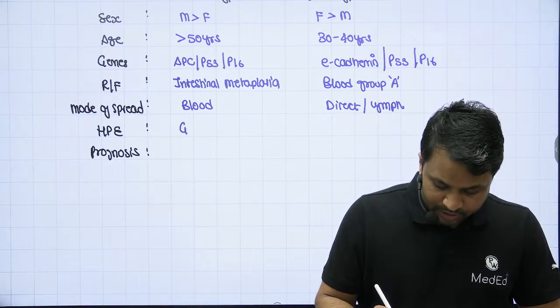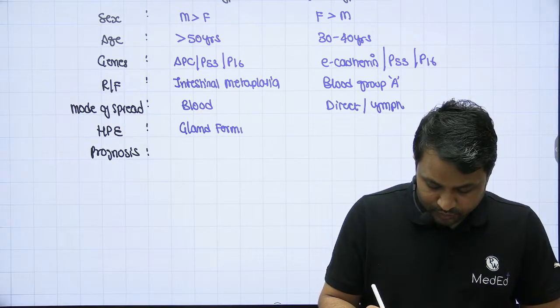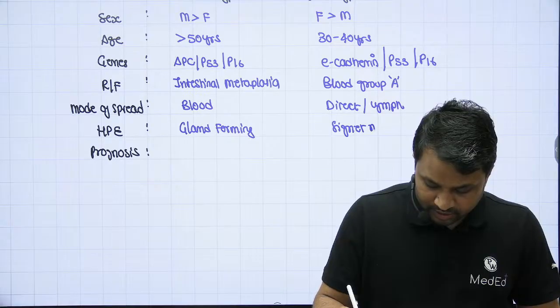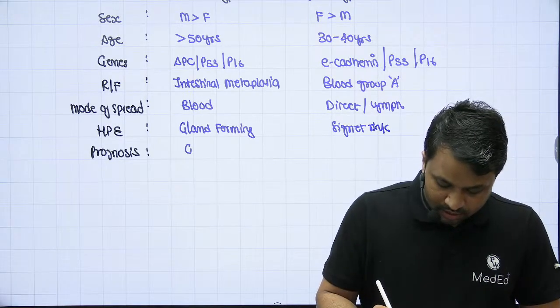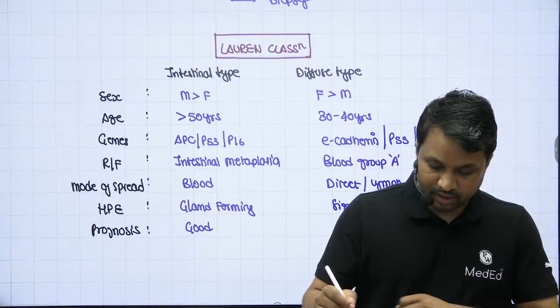HP is usually a gland forming variety. Here you will see presence of signet ring variety. Here it is relatively a good prognosis, and here it is going to be relatively a poor prognosis.